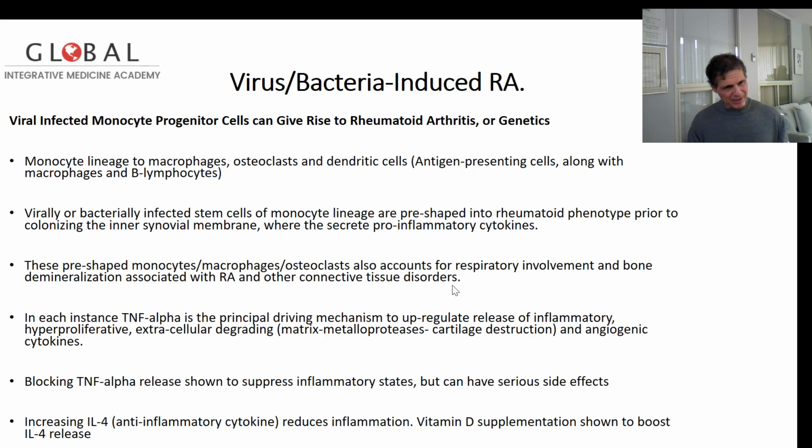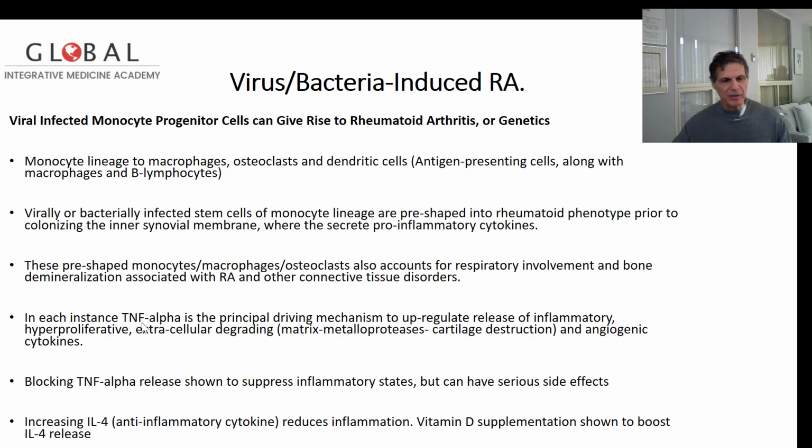Why are the joints being affected? Why are the kidneys being affected? Why are the lungs being affected? Why is there subchondral bone loss? It's because wherever the monocytes go, if they've been pre-shaped and their DNA has been hijacked in the bone marrow itself, then all of the daughter cells from that monocyte progenitor cell will all behave in an autoimmune type of abnormal way, and that makes it very difficult to treat.